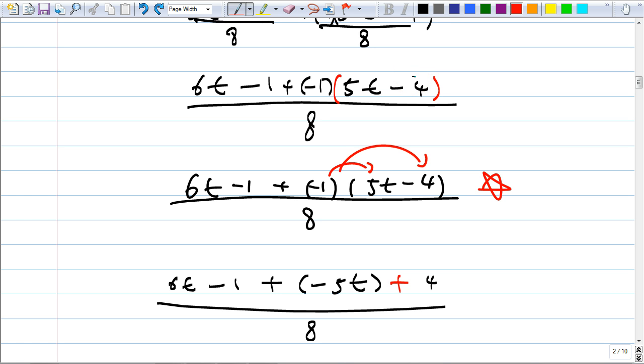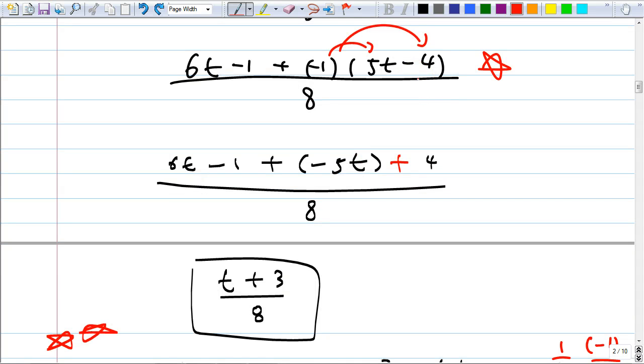Of course, when you finish this, everybody try, see what you get. I'll wait. Now you should be able to get through it. Be careful, you've got to distribute the negative. Everybody try. So the answer comes out to what? t plus 3 over 8, doesn't it? Because you got 6t plus negative 5t and then negative 1 plus 4. Yes, this is plus 4, not negative 4 at the end. Be careful, right, guys?